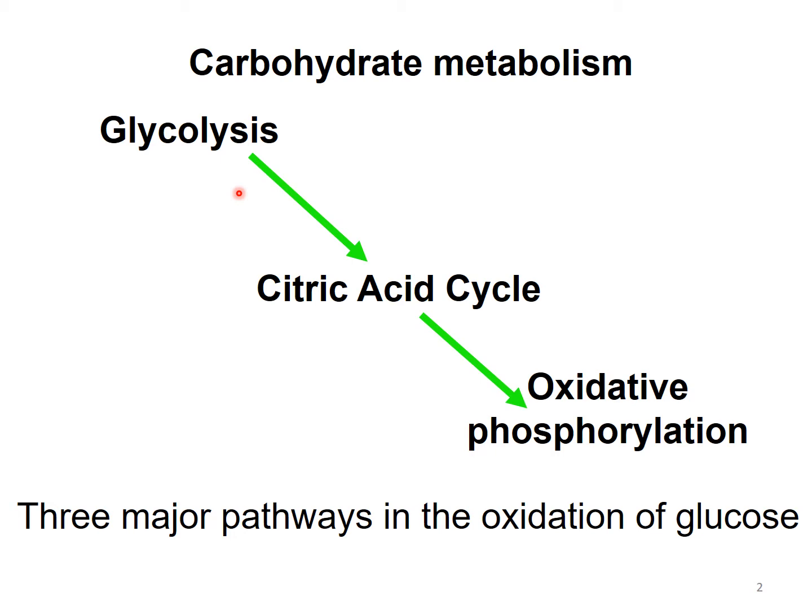Then acetyl coenzyme A will enter into the citric acid cycle that produces carbon dioxide and many high energy electron carrier molecules such as NADH and FADH2. And eventually, the energy trapped in the electron carriers will be used in generating ATP in the oxidative phosphorylation that happens right in the mitochondria.